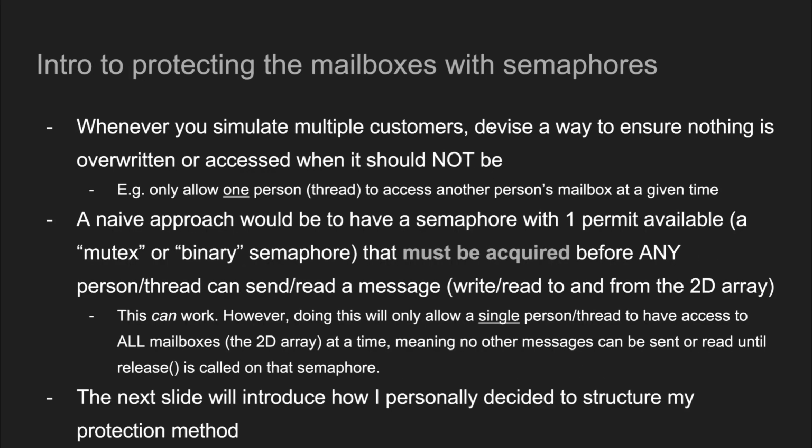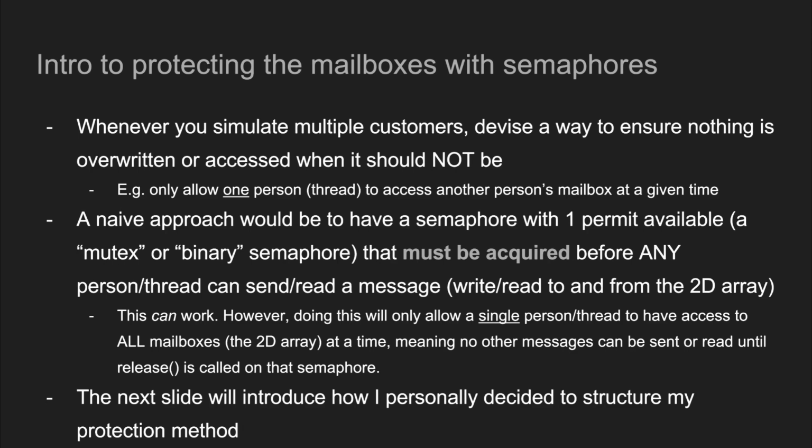So now let's talk about an example of something that will need to be protected with semaphores, and that's the mailbox. It's kind of the biggest one here. Whenever you simulate multiple customers and multiple threads are running, you need to ensure that nothing is overwritten or accessed when it should not be. An example of this is only allowing one person, thread, to access another person's mailbox at a given time. One way you can think of doing this is having some sort of mutex semaphore that you would need to acquire before anyone can look into the mailbox. So, I'm running through the code and it's time to check my mailbox. I grab the mutex semaphore, I grab the one permit from it, and I get to check the mailbox and I release it when I'm done.